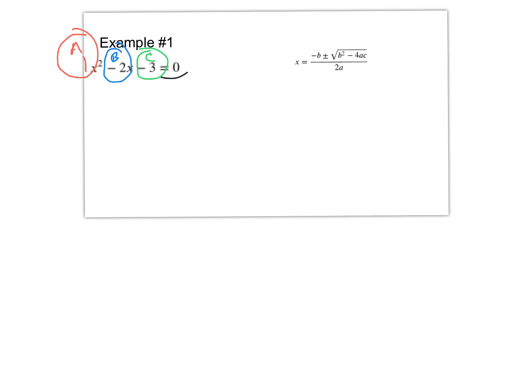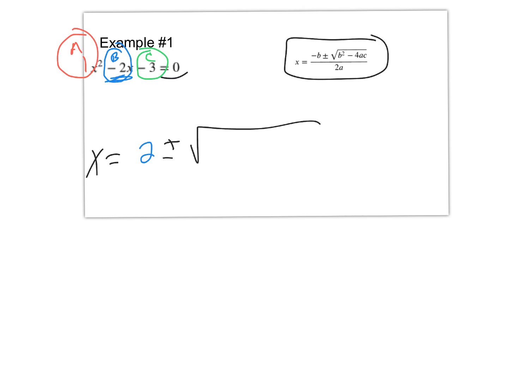Okay. So now we're going to use our formula. So x equals negative b, so negative 2 becomes positive 2, plus or minus the radical of b squared. Negative 2 squared is going to be positive 4, minus 4 times a, which is 1, times c, which is negative 3, all divided by 2a, or 2 times 1.